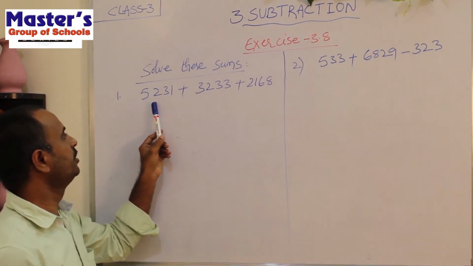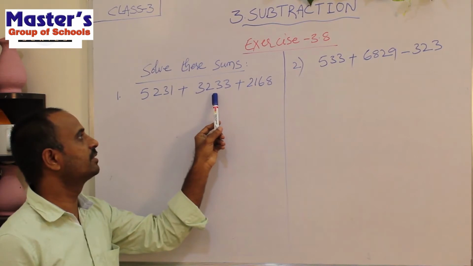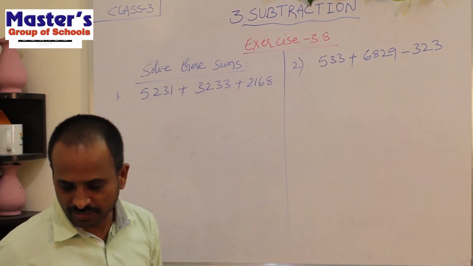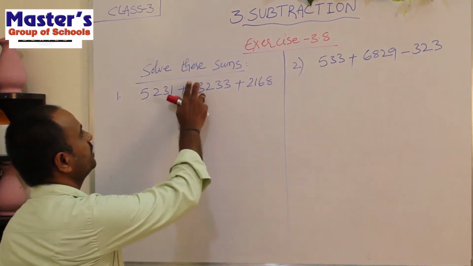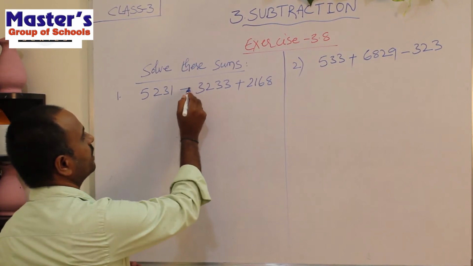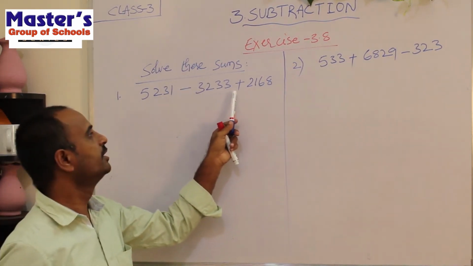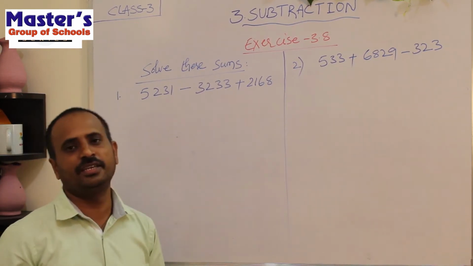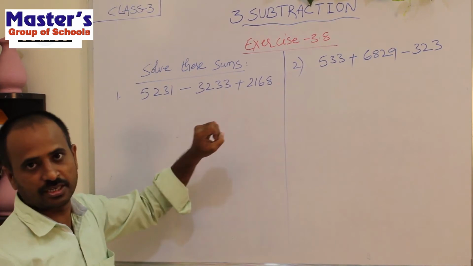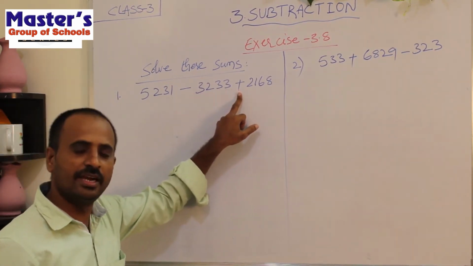So 5231 plus 3233 plus 2168. Sorry, this is minus. So here 5231 minus 3233 plus 2168. So if you observe this problem, there are both additions and subtraction. Here minus means subtraction and plus means addition.